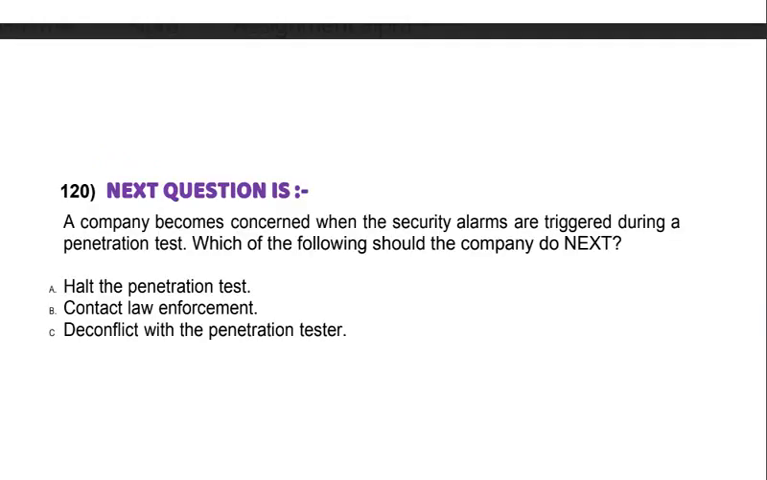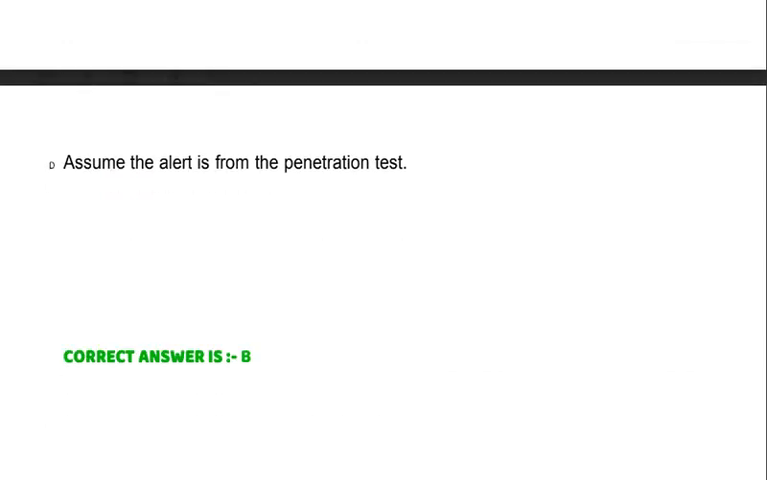Question is, a company becomes concerned when the security alarms are triggered during a penetration test. Which of the following should the company do next? Option A, halt the penetration test. Option B, contact law enforcement. Option C, deconflict the penetration tester. Option D, assume the alert is from the penetration test. Correct answer is option B.